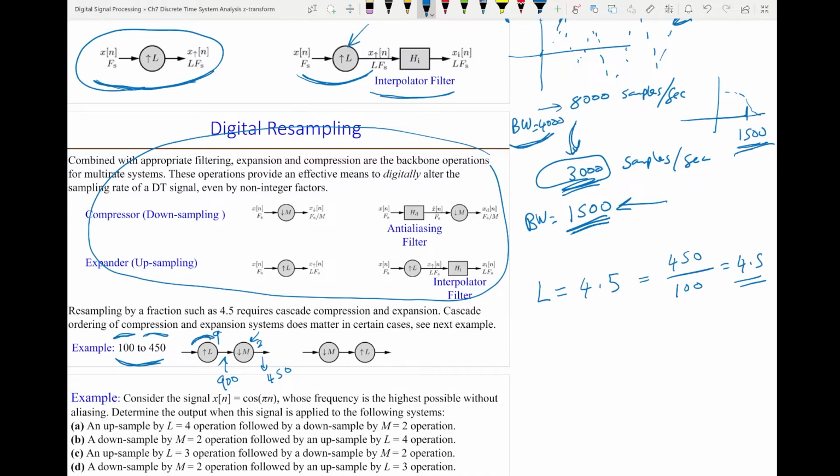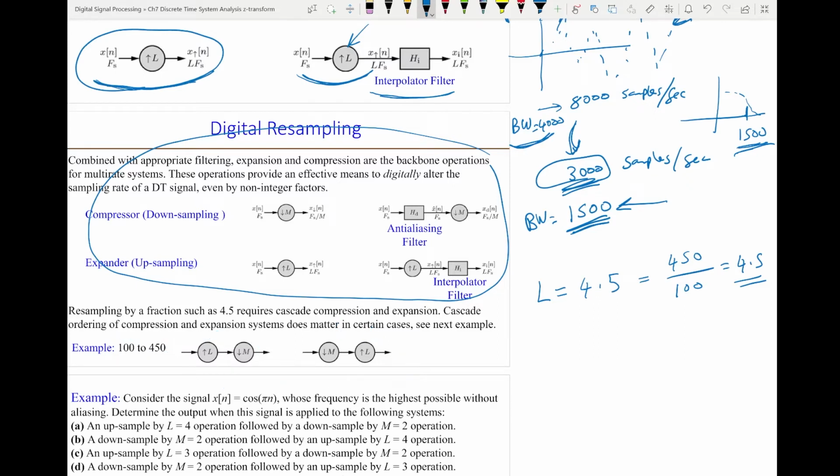The other way, I can first do the downsampling by a factor of 2. So the 100 now will be 50 samples. Then here I upsample it by 9 to get the 450. 9 times 50, that's 450.